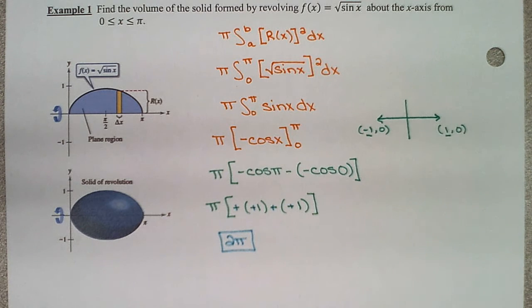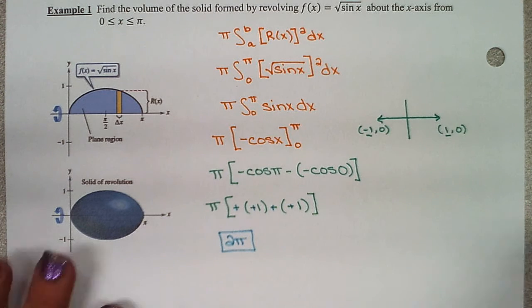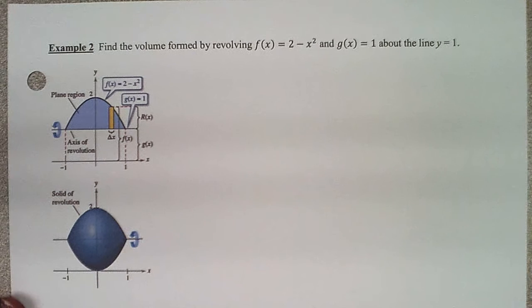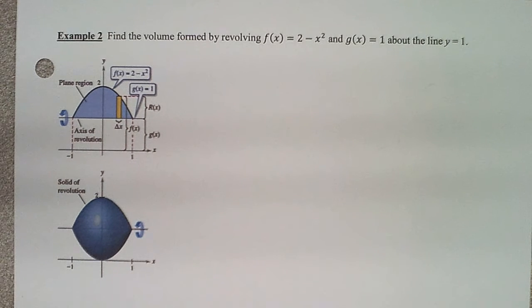All right, and flip over now to the next page to example 2. Example 2, we're going to find the volume formed by revolving f of x equals 2 minus x squared and g of x equals 1 about the line y equals 1.